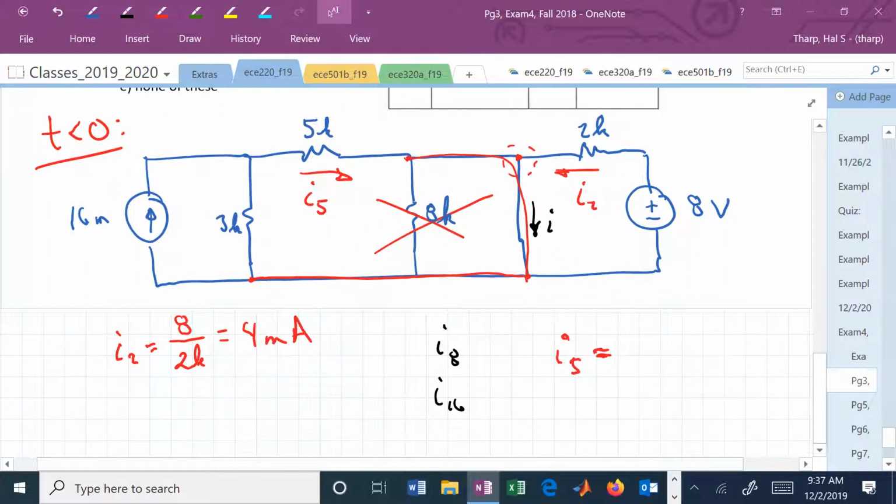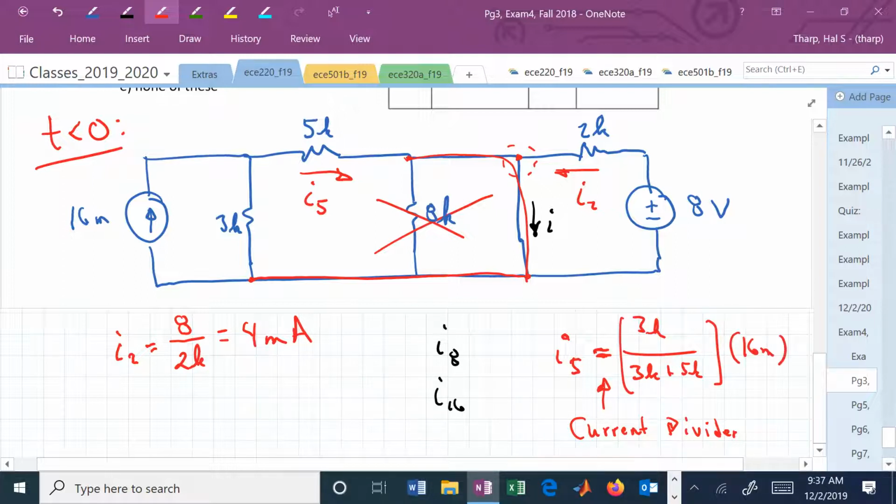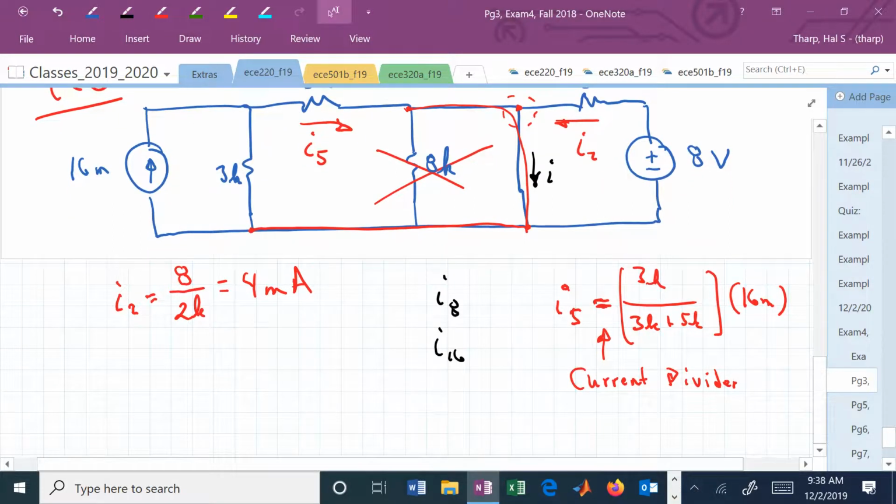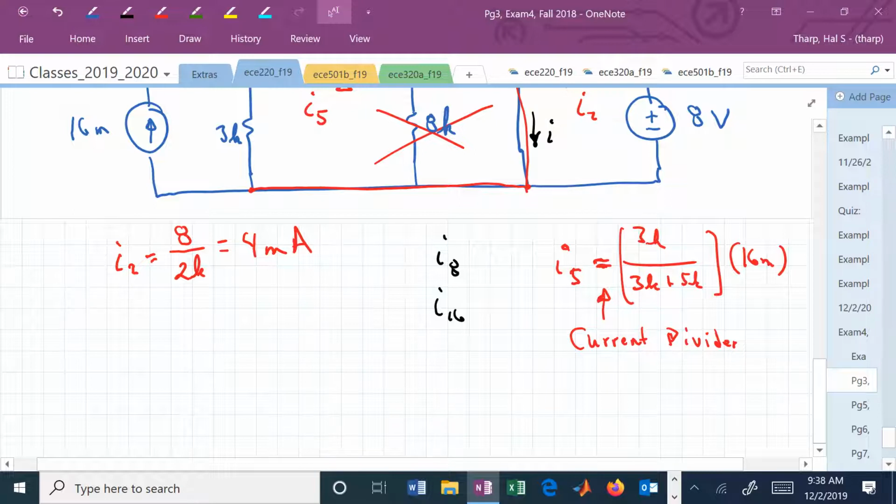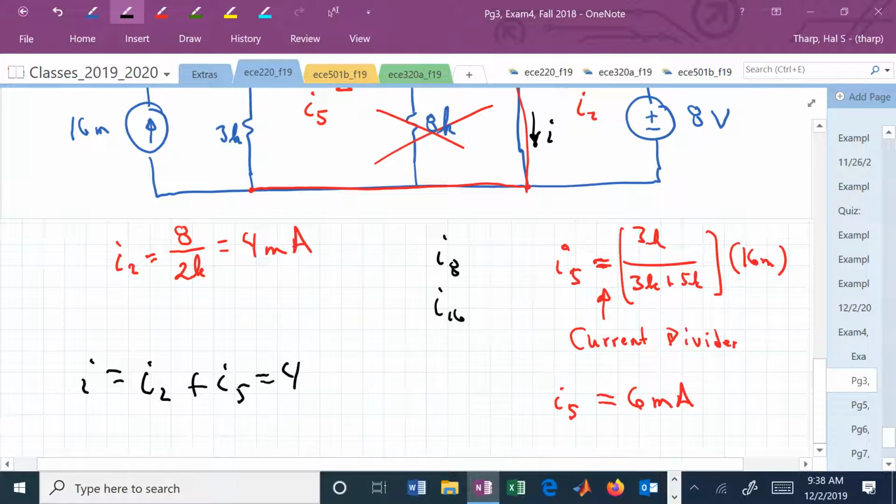Current divider here is now 3K over 3K plus 5K times the 16 milli. We have 3/8 of 16, something a little less than a half. So it's under 8, which is good. So now we could say, oh, we divide the 16 by 8, we get 2 times the 3. I sub 5 is 6 milliamps, which says then that I is equal to I sub 2 plus I sub 5, 10 milliamps.